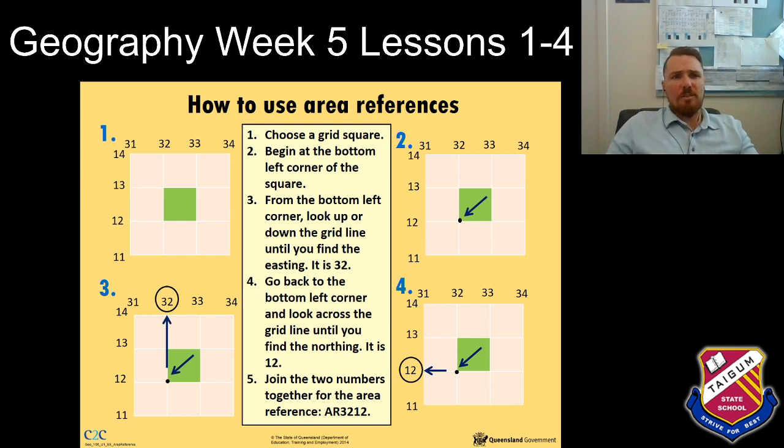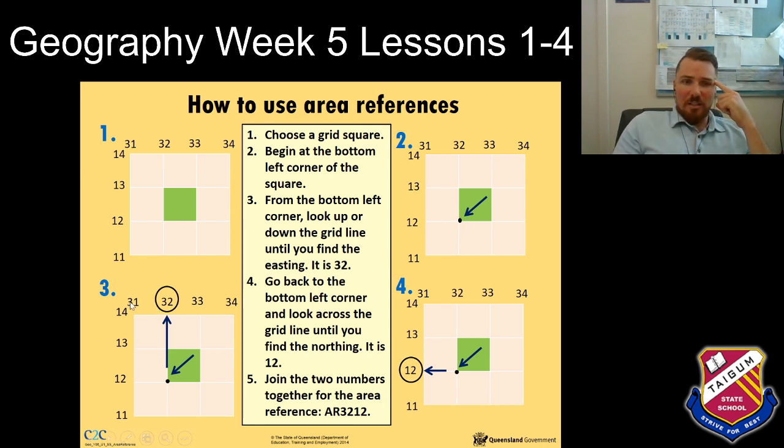How to use area references. 1, 2, 3, and 4. So they give us a bit of a guide here. Here is an example of our grid. Now, we look at the bottom left-hand corner, and again, this is using their strategy. I'm not a huge fan of it, to be honest, but this is using their strategy. So the bottom left-hand corner would be here.